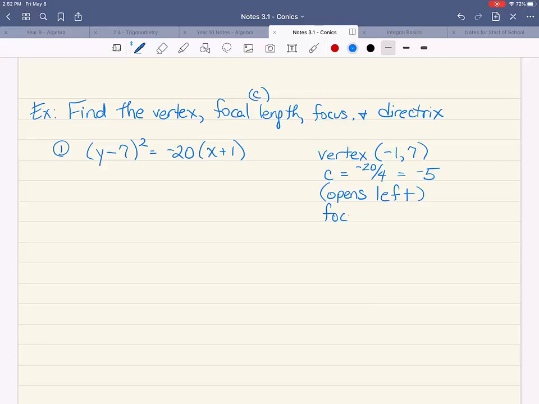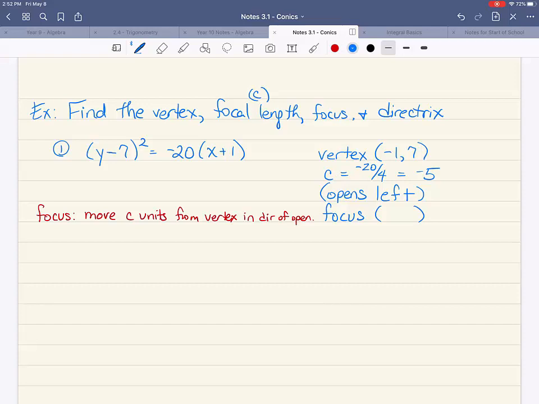So the focus is the next piece of information I want to find. Now the focus is a point, so it's going to be an ordered pair, x and y. So off to the side here, I'm going to write down how to find the focus. You're going to move c units from the vertex in the direction of opening. I'm kind of abbreviating a little bit. To find the focus, you move c units from the vertex in the direction that it opens.